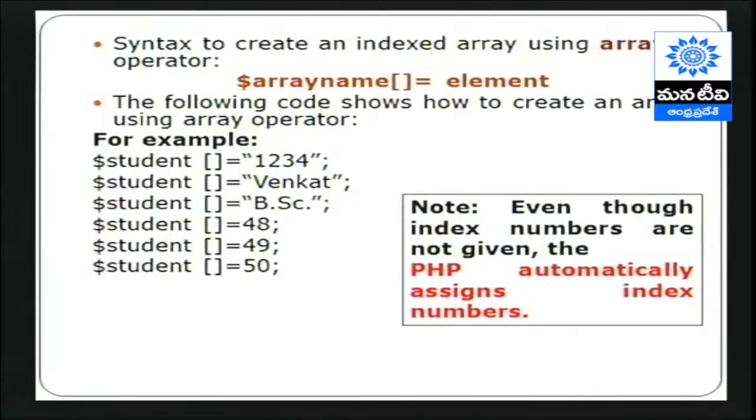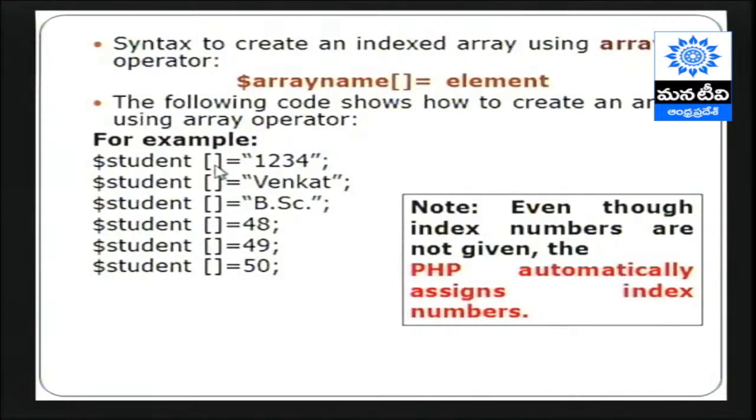This slide shows how to create an array using the array operator. The array operator is the one where we use square brackets, as in other programming languages. This operator allows us to create an array element by element, where we can assign only one element at a time. If you see here, we are not giving any index number while assigning the values. Though we are not giving any index numbers, PHP automatically assigns the index number.